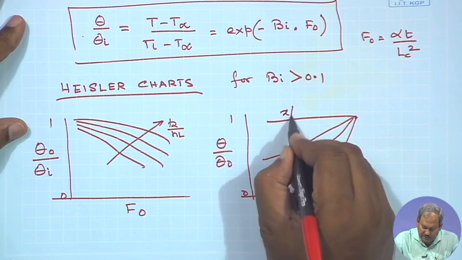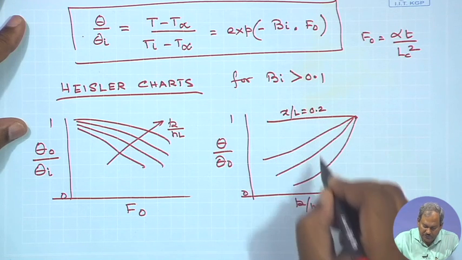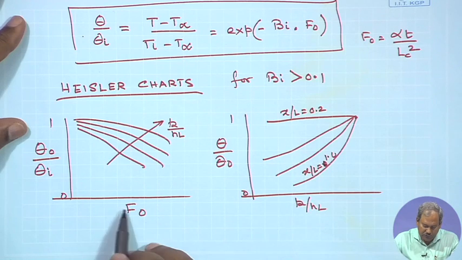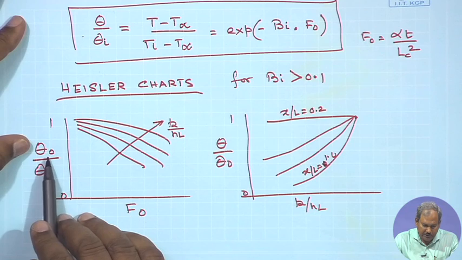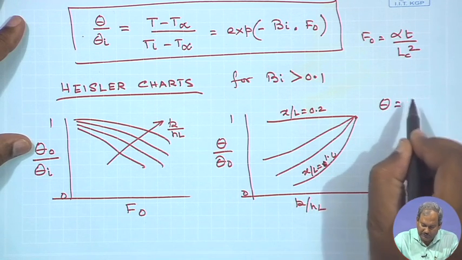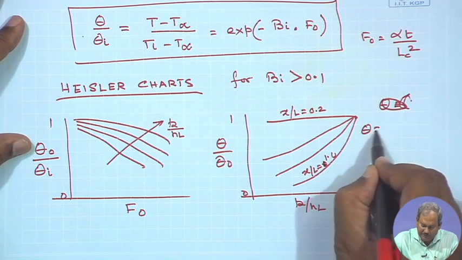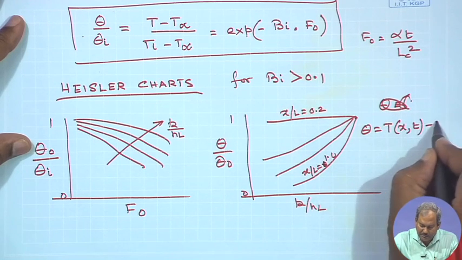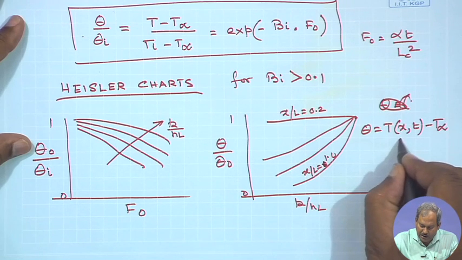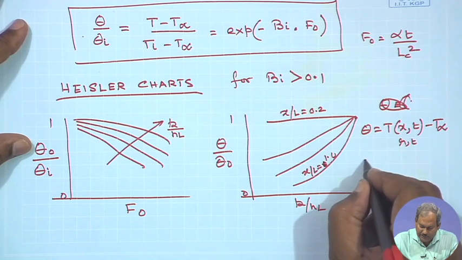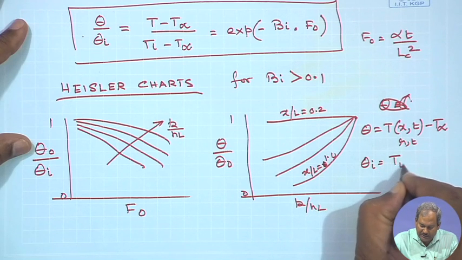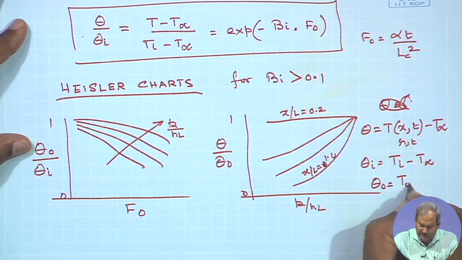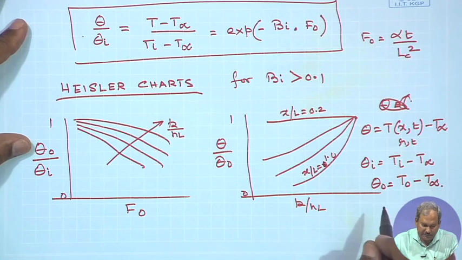So, these are x by L equal to, let us say, 0.2 to x by L equal to 1. So, knowing the Fourier number, you would be able to, where theta is defined as temperature as a function of space and time minus T infinity, or T of r and t minus T infinity. Theta i is the initial difference in temperature, and theta 0 is the center line temperature minus T infinity.